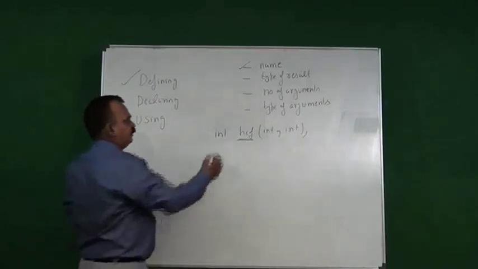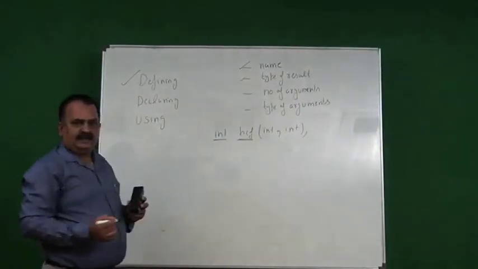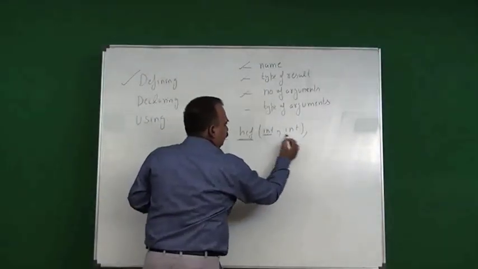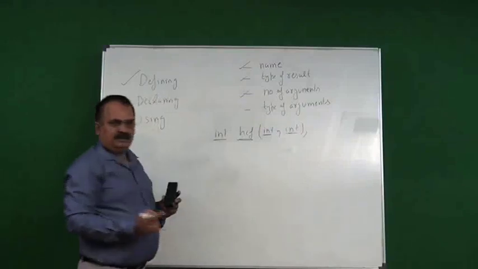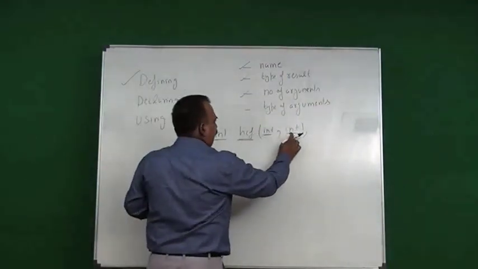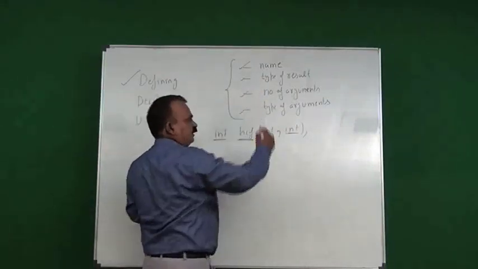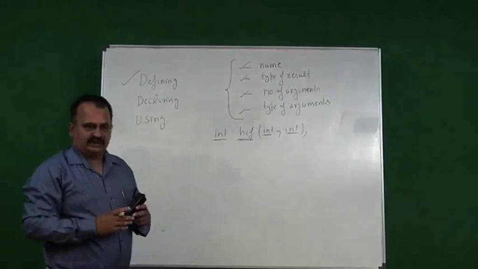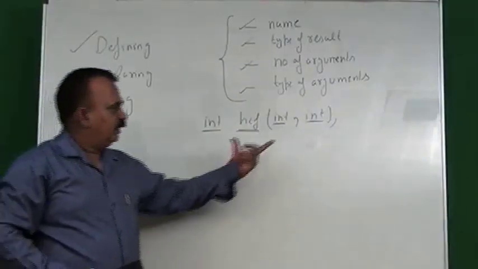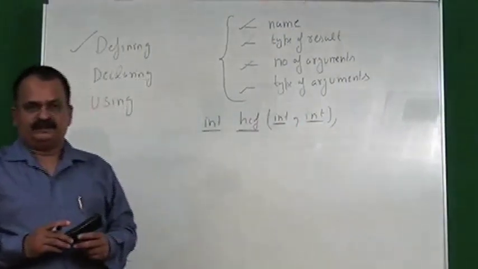Type of the result, it is clear. The type of the result is int. This function will be using 2 arguments, one and the second one. And the third point is the type of arguments will be integer and integer. So function prototype or function declaration will be explaining 4 things: name of the function, type of the result, number of arguments, and type of arguments.